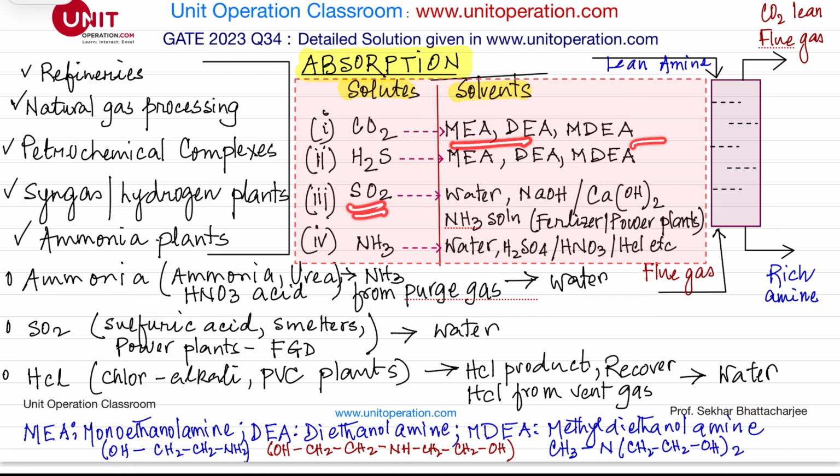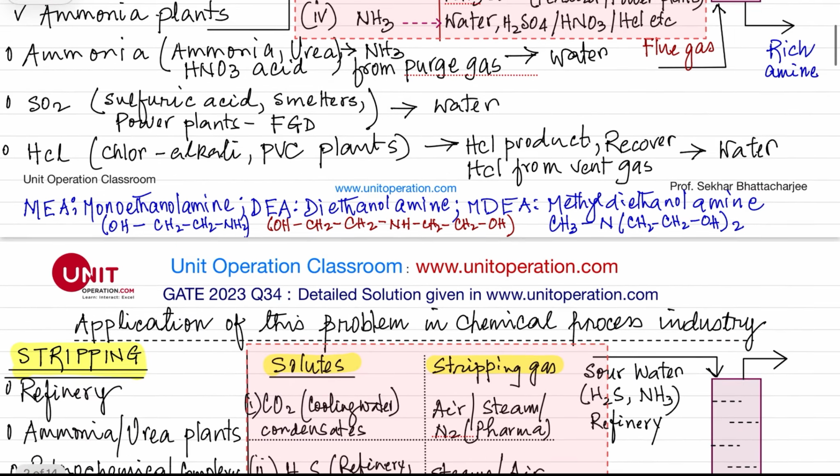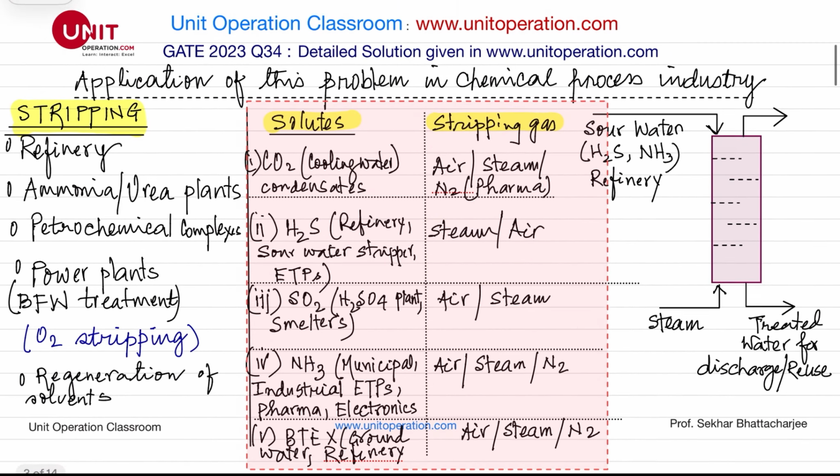For sulfur dioxide, we normally use water or alkalis, sodium hydroxide, calcium hydroxide, or ammonia solution, as in the fertilizer or power plants. For ammonia in the gas phase, we use water, since it is readily soluble, sulfuric acid, of course, for reactive absorption, nitric acid, hydrochloric acid, etc. So these are common examples of absorption.